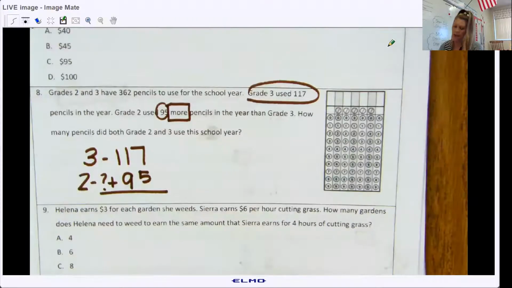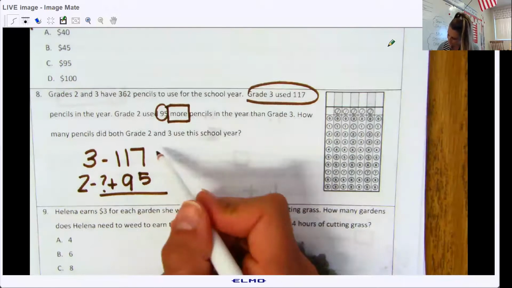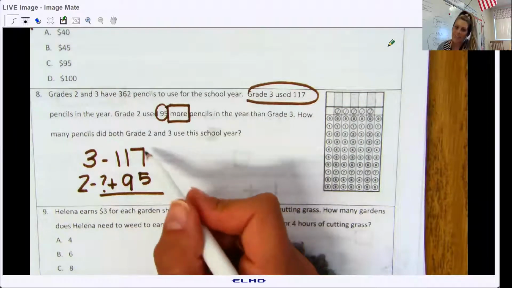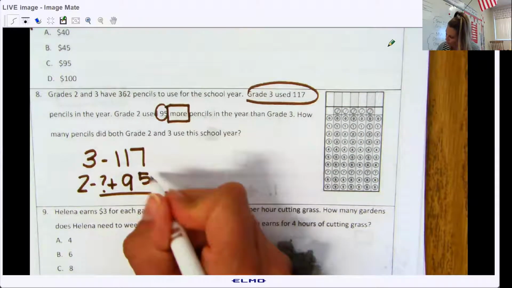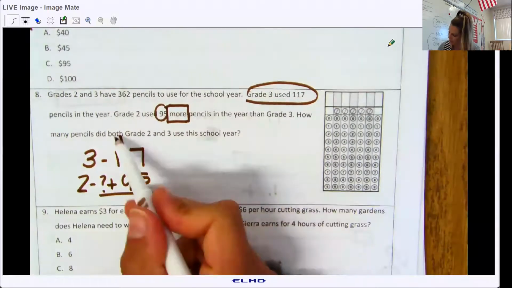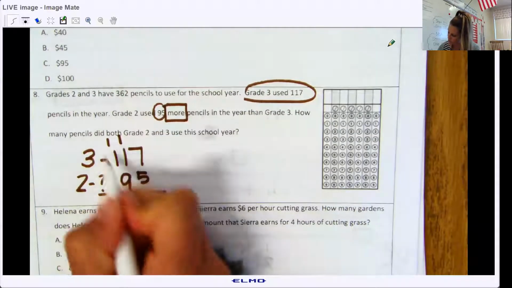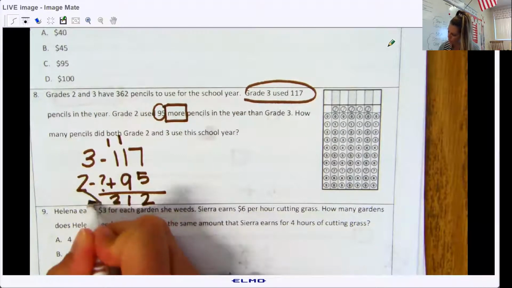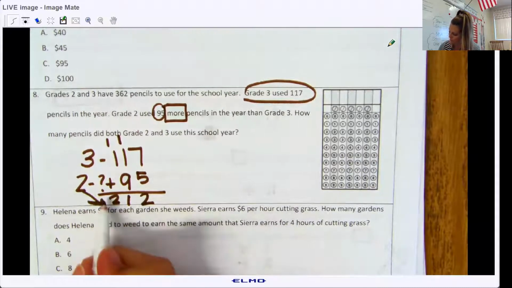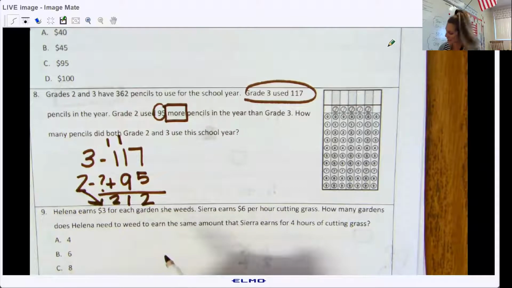So we're still trying to just figure out grade 2. So when you add 117 plus 95, if you didn't do that, go ahead and do it now. Okay, 7 plus 5 equals 12. Put down the 2, carry the 1. 9, 10, 11. Put down the 1, carry the 1. 1 plus 1 is 2. So grade 2 used what? 212, but that's not what they're asking.